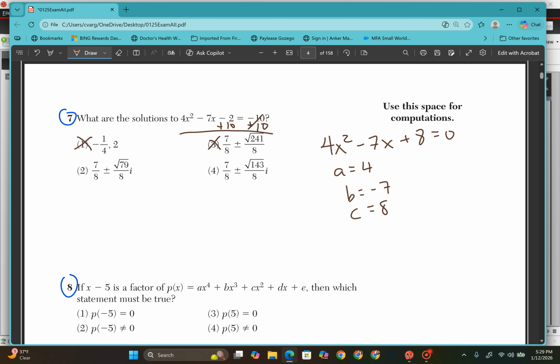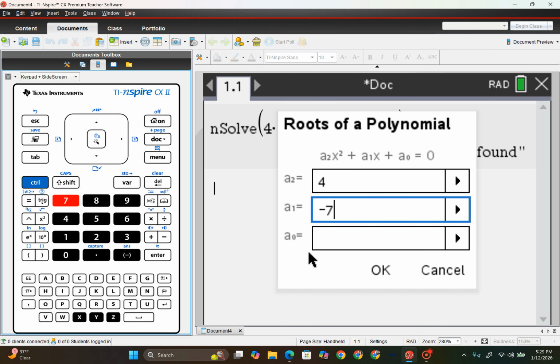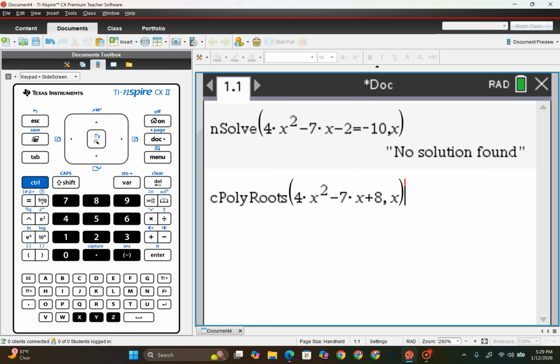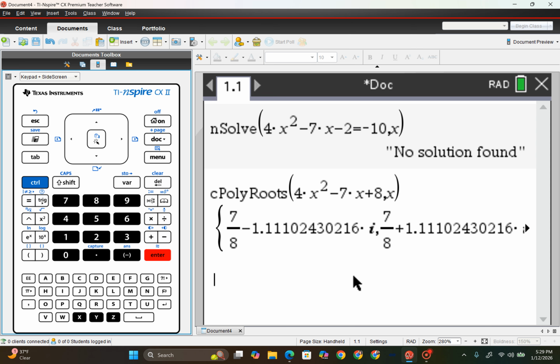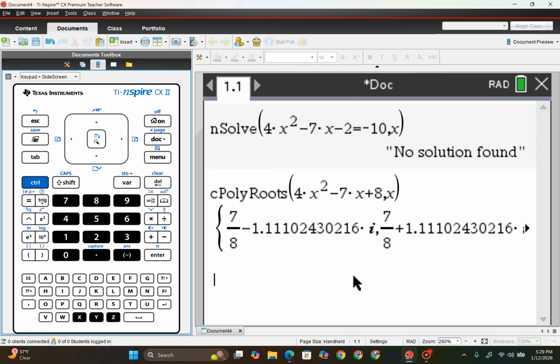Okay, so let's plug that in. So we have 4, and then I'm going to press tab, negative 7, and 8. And now let's hit OK. And I have my answer, right? 7 eighths minus and plus 1.11 i.